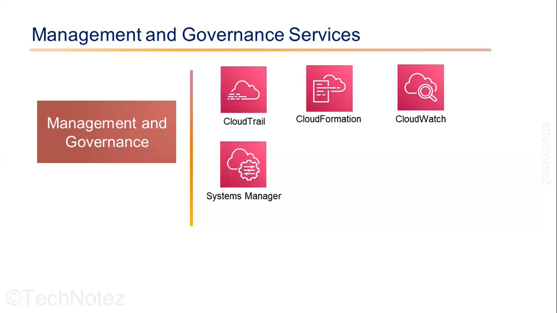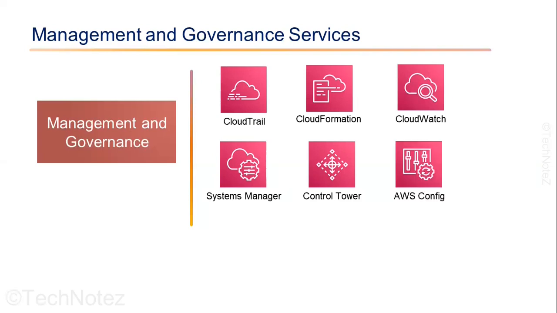System Manager. This service allows you to automate operational tasks across your AWS resources, including patch management, application deployment, and instance configuration. Control Tower. Control Tower is a service provided by AWS that helps organizations set up and govern a secure and compliant multi-account environment on AWS. AWS Control Tower makes it easier to manage multiple AWS accounts and automate account provisioning and configuration.